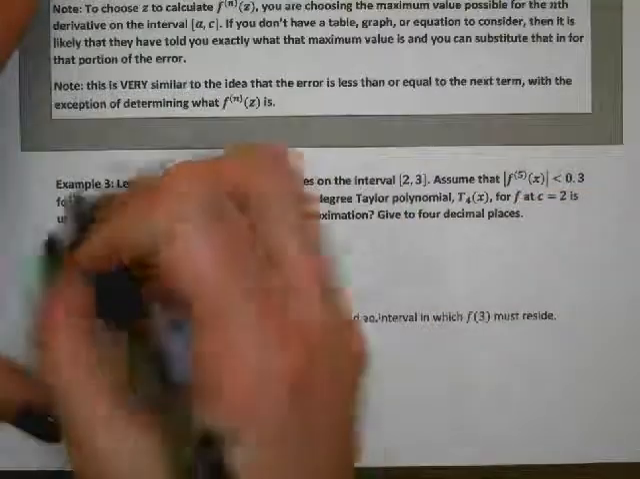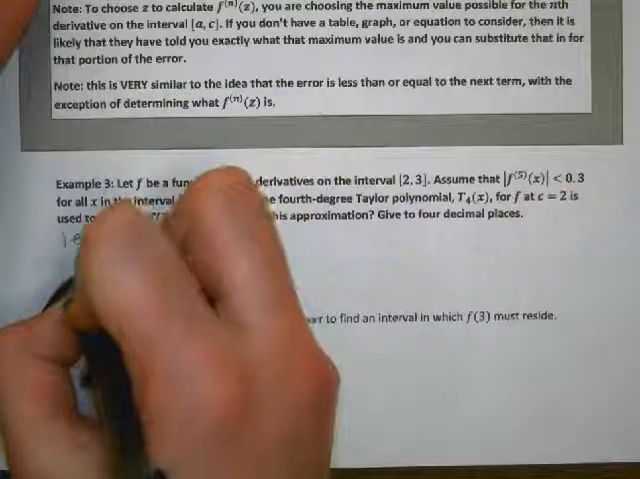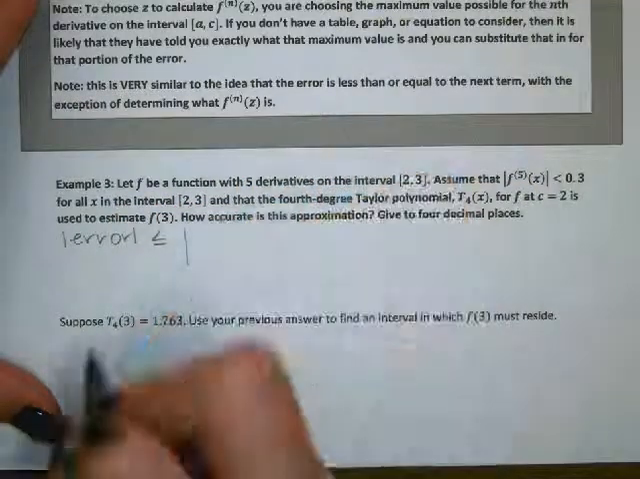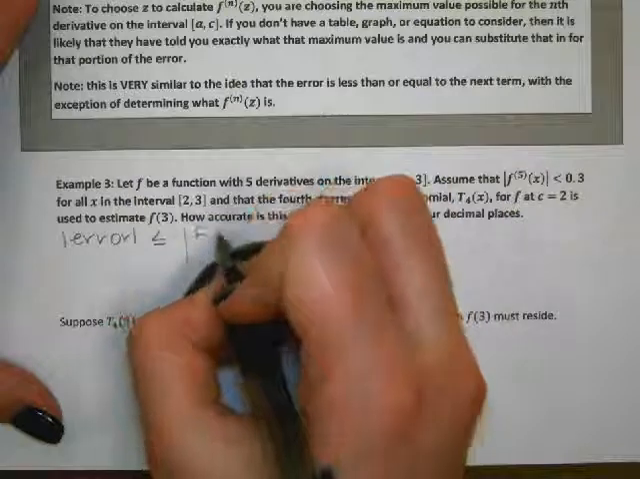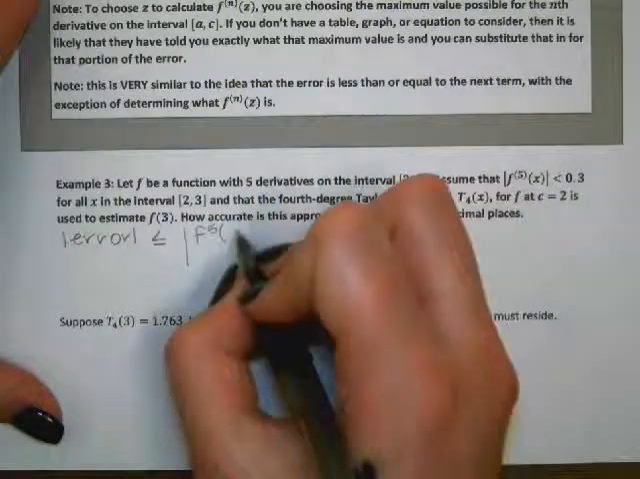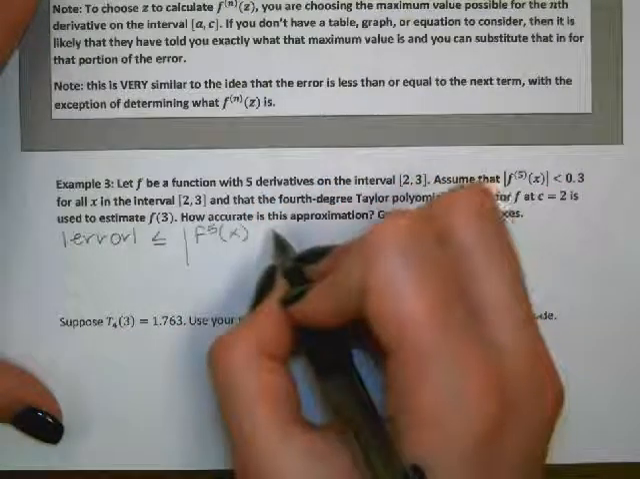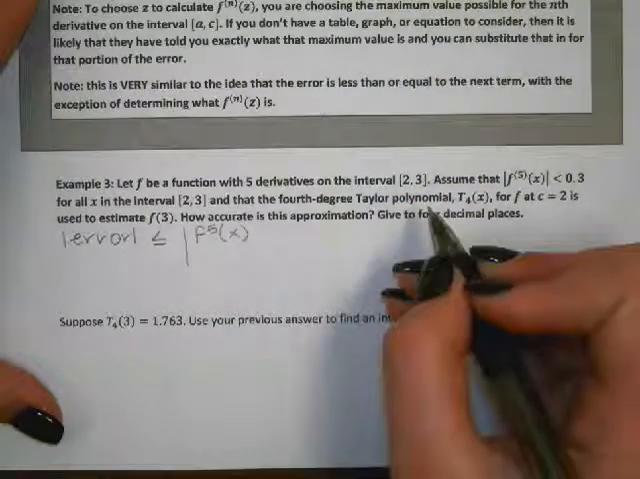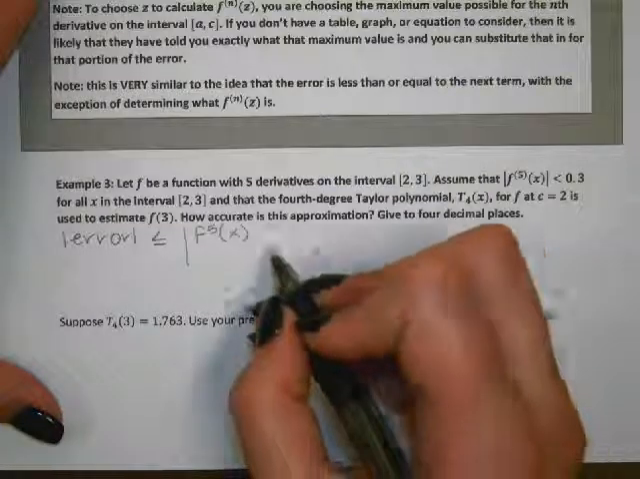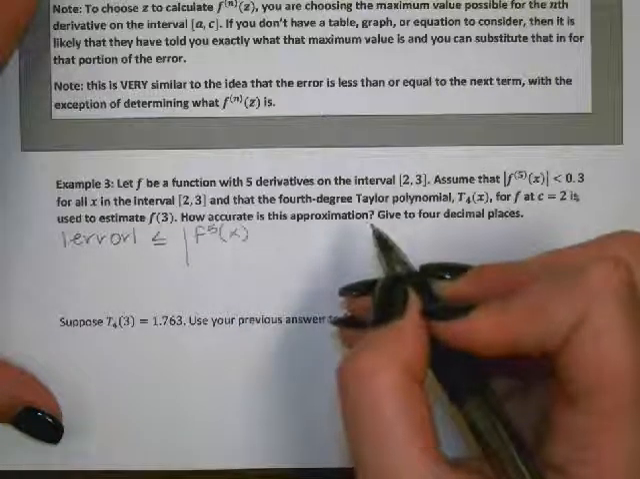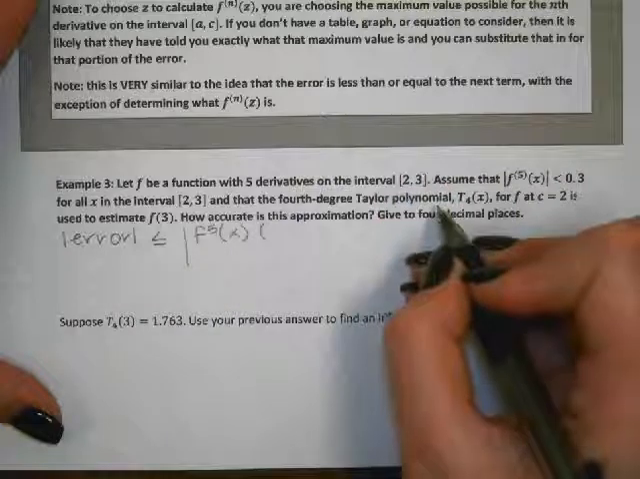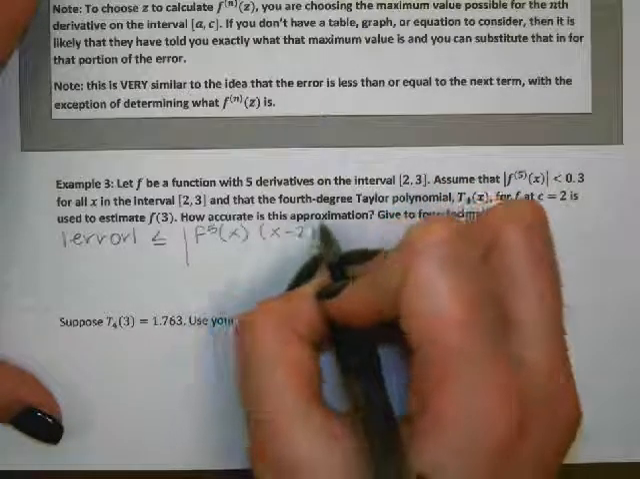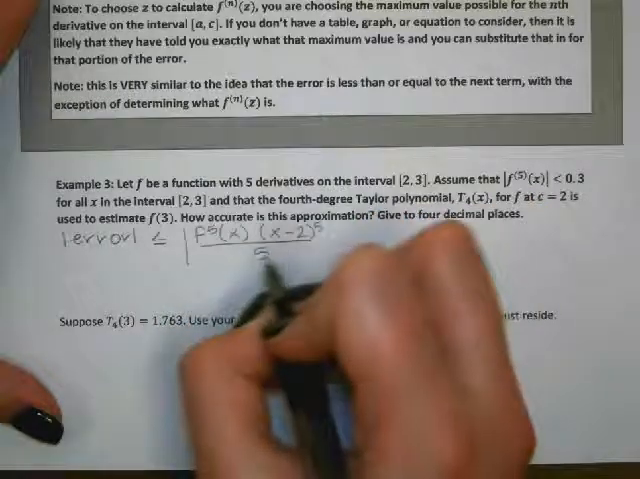So I'm going to start with writing down my little formula. I'm going to say the error is less than or equal to the 5th derivative evaluated at some x value, and then that's going to be multiplied. If it was a Maclaurin, we would say x to the 5th. If it's a Taylor, we say x minus the c value for the center to the 5th. And this is a Taylor, and it was centered at c equals 2. So I'm going to say x minus 2 to the 5th divided by 5 factorial.